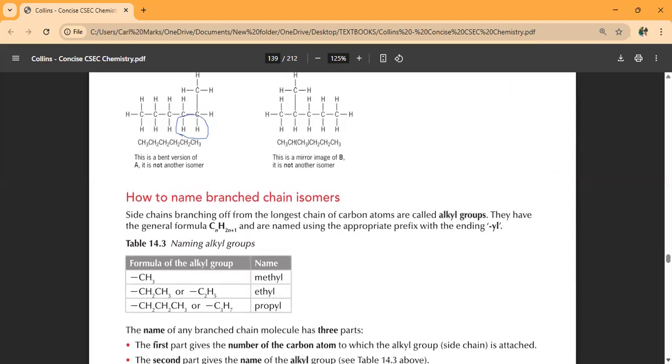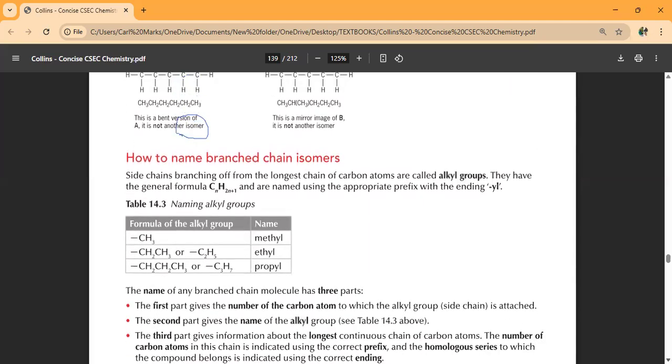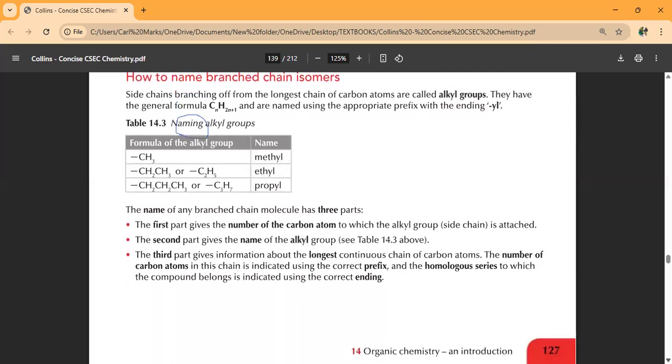All right, so we're coming to how to name branched chain isomers. This name has three parts. How many parts? Three. So our branches are called alkyl groups. For example, we can have methyl, ethyl, propyl, etc. And it goes on. All they did was to take the meth and add YL to represent the alkyl group. So the first part gives the number of the carbon atom to which the alkyl group is attached.